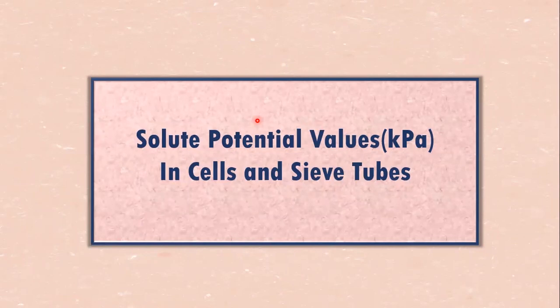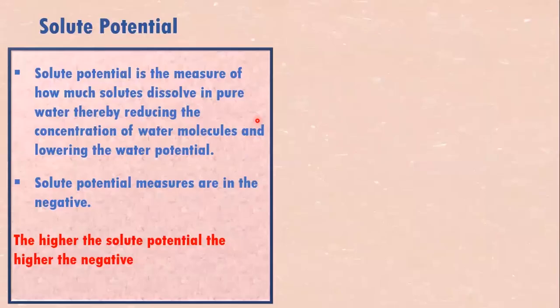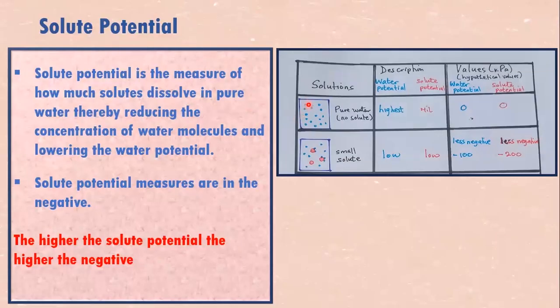In this lesson, we are discussing solute potential values in cells and sieve tubes. Well, what is water potential? I have this system. It contains only water molecules, so it's pure water, no solutes. Now, the tendency of this pure water to move into any system is the highest. So it is the highest water potential.